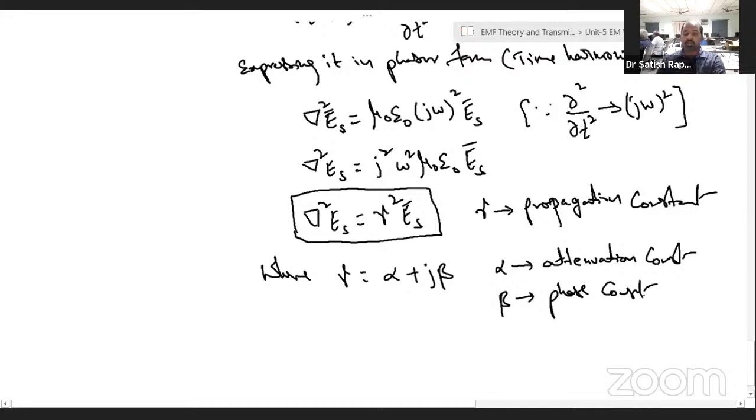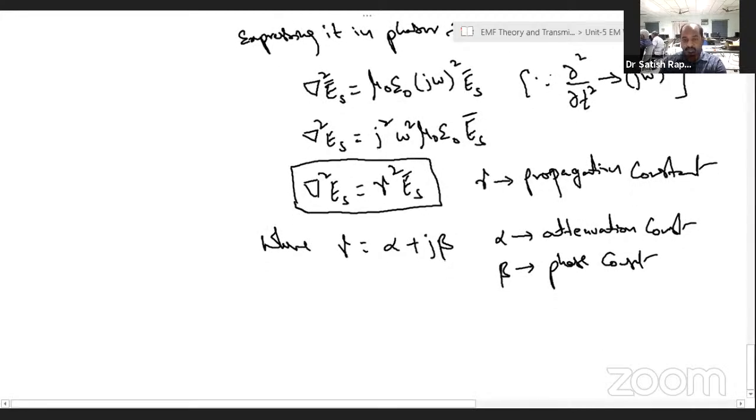Attenuation constant, in the sense, it will give how the amplitude varies, the variation in amplitude of the wave. And beta, the phase constant, will give how the phase of the wave is varying. So any wave can be described like that: in terms of the amplitude of the wave and in terms of the phase of the wave. Therefore alpha and beta, attenuation constant and phase constant.